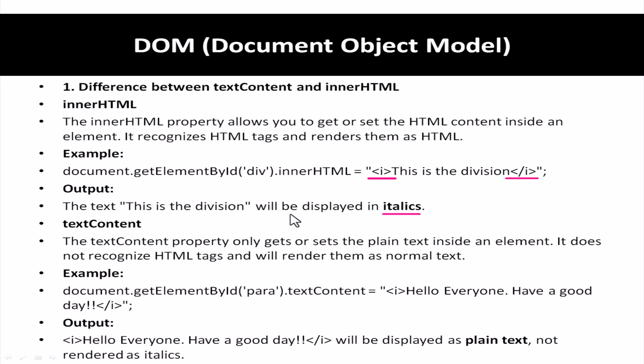Next, get text content. You may use the text content, based upon document.getElementById para dot textContent. What is the text content you can get? Here you have a message, hello everyone, good day. Like that you can get the particular text content, so that it will be displayed as plain text, and it is going to be rendered in italics. Here also we have used the italics tags so that it will be displayed in this particular format.